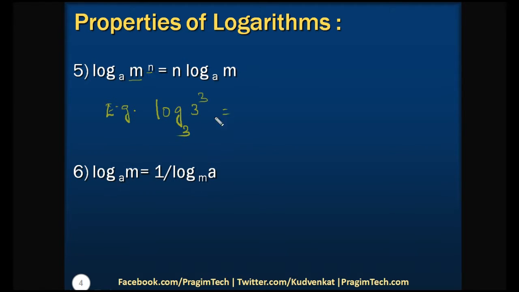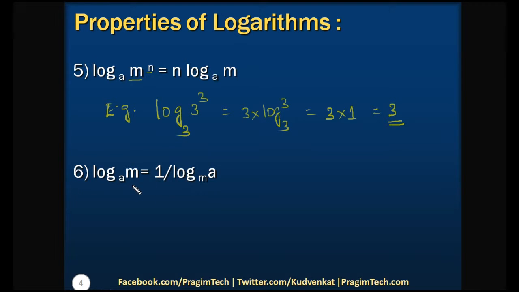So here the power of the number is 3. According to this property, we can write it as multiplication to the logarithm. That is 3 into logarithm of 3 to the base 3. From the property 1, we know that any number with the same base value is 1. So we can write it as 3 into 1, that is nothing but 3, right? Let's look into the sixth one.